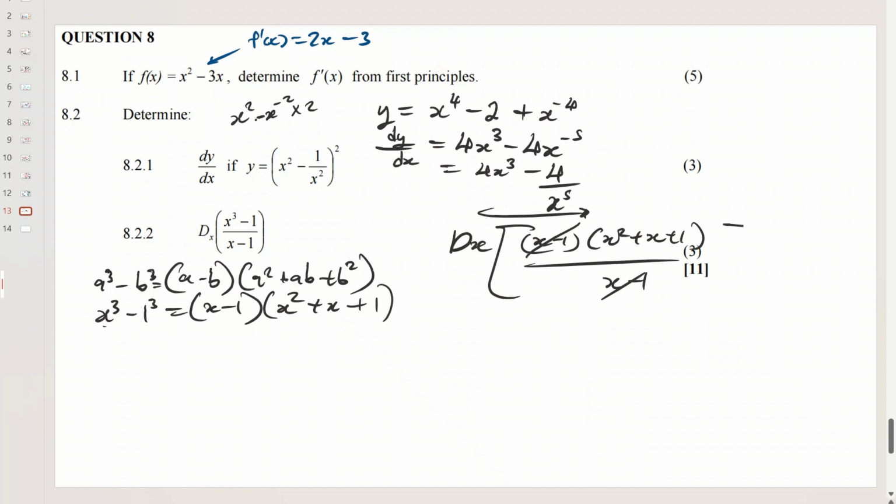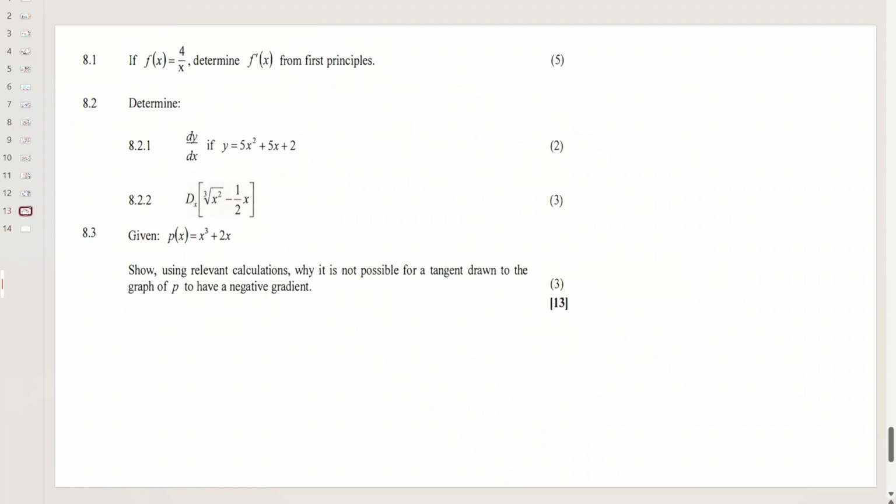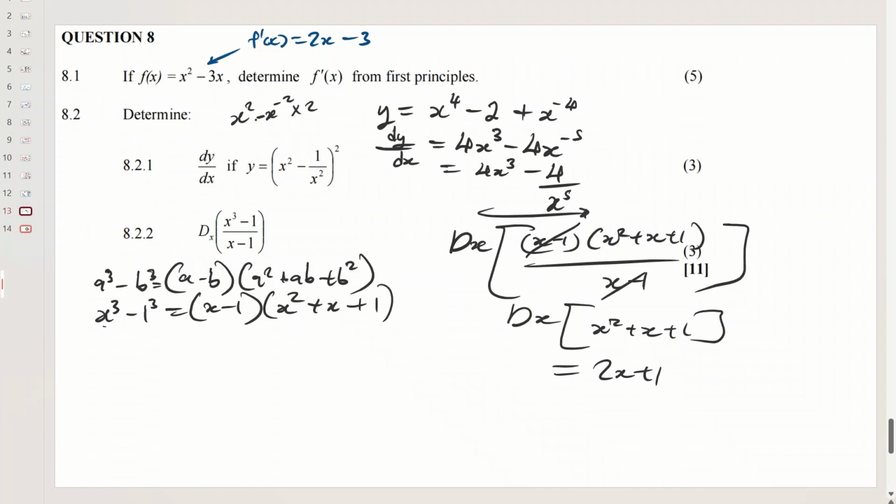The top and the bottom, you rationalize it. You have what? Not this equals to, guys, be careful. Dx is just x squared plus x plus 1. The two of this side is 2x plus 1. So now let me see. I didn't leave anything. Okay.